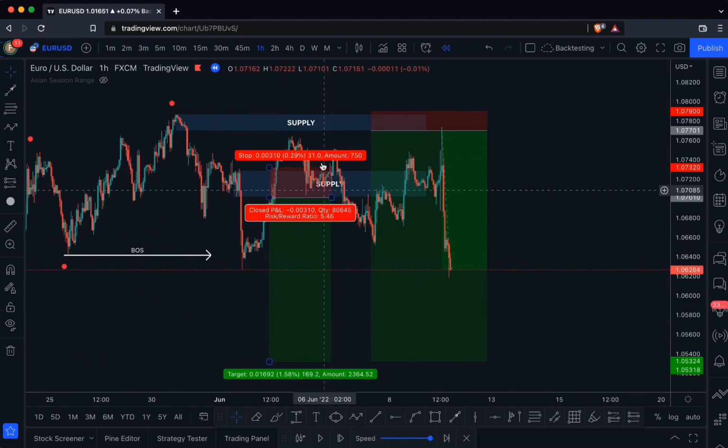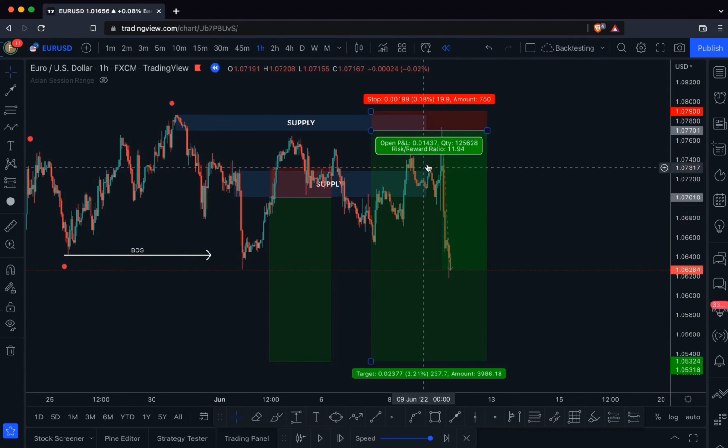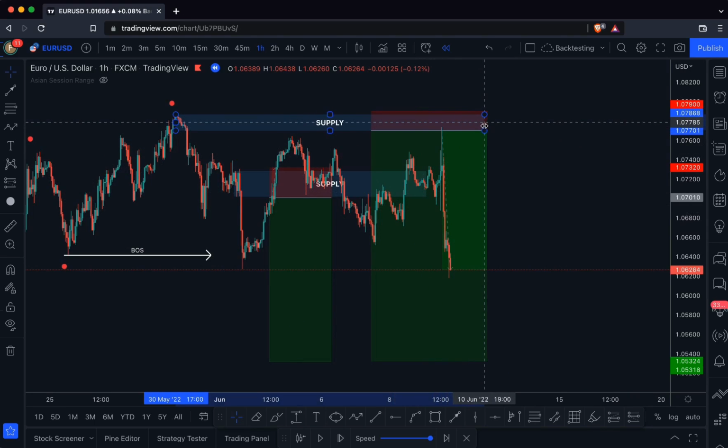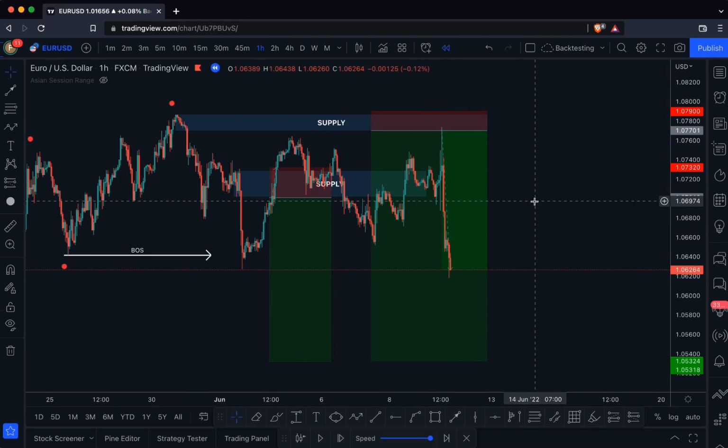Now, obviously with this trade, you can see that we would have taken a loss on this one here, but we would then go on and take a winning trade from this one over here. And that's how risk entries work.